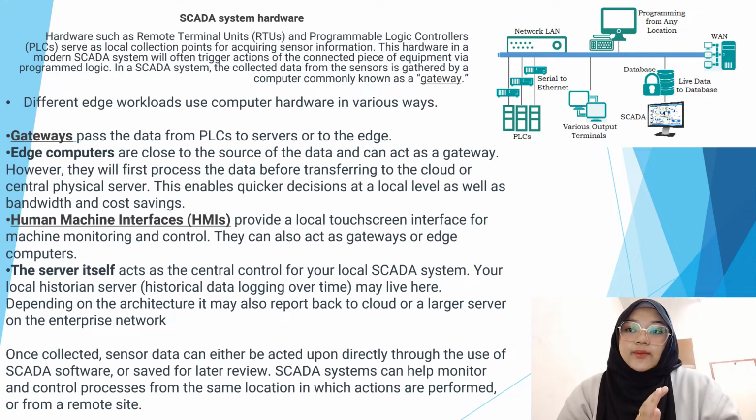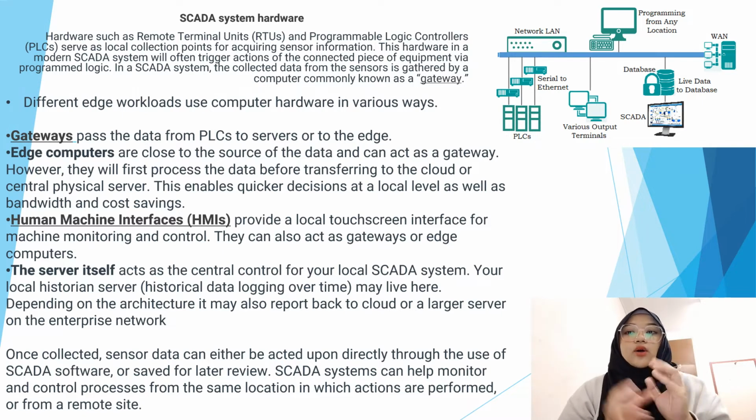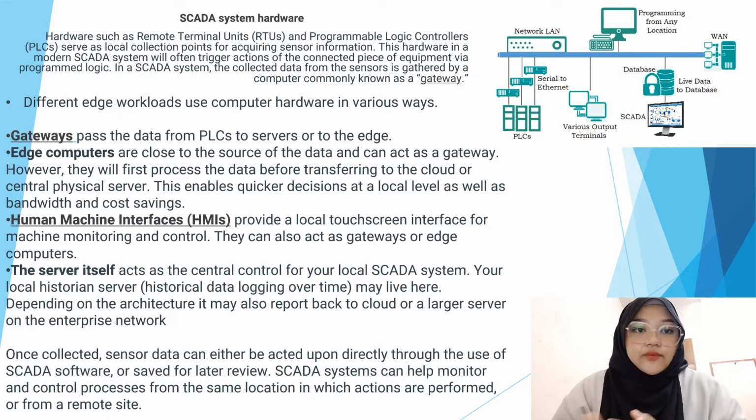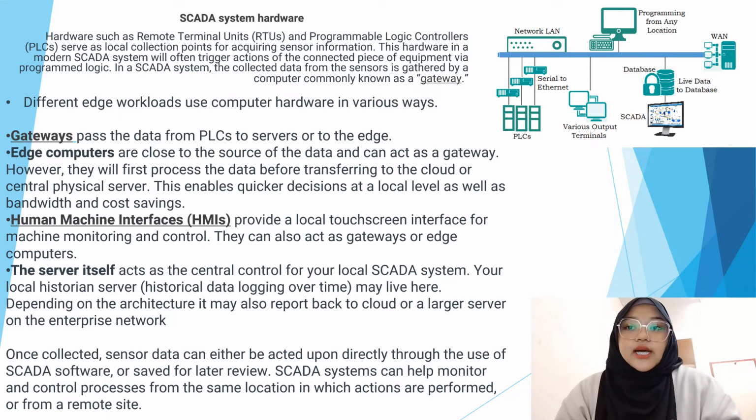Next is human-machine interfaces, which means HMIs. They provide a local touchscreen interface for machine monitoring and control. They can also act as gateways or edge computers. Last but not least, the server itself acts as the central control for your local SCADA system. Your local historian server, which logs historical data over time, may live here. Depending on the architecture, it may also report back to the cloud or a larger server on the enterprise network.